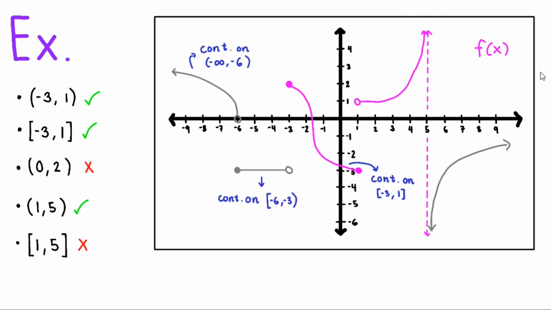So f is discontinuous at the closed interval 1 and 5. And for this part of the graph out here, it is continuous on this one, the interval 1 to 5. So I hope you got the idea in this one.